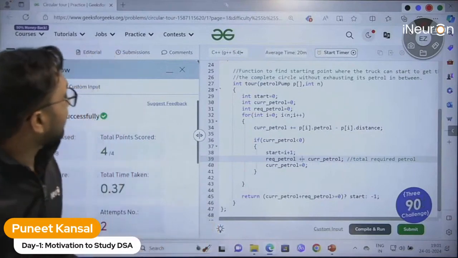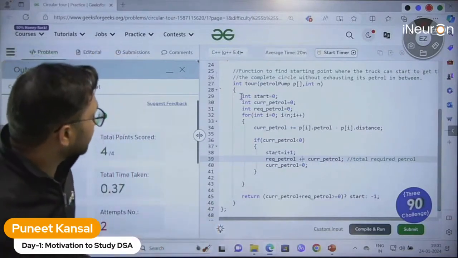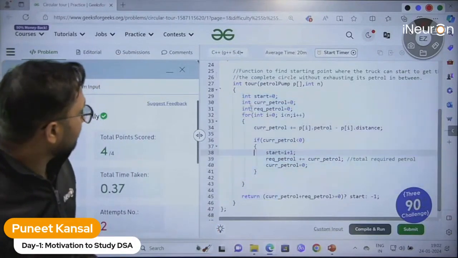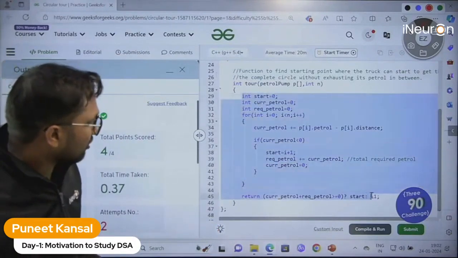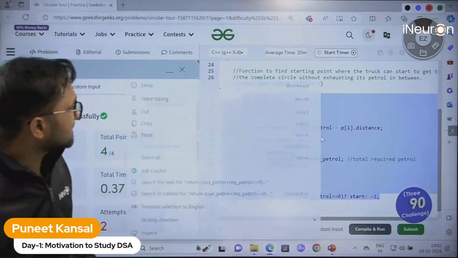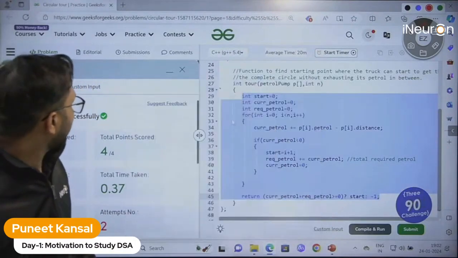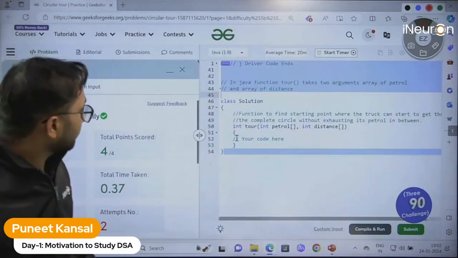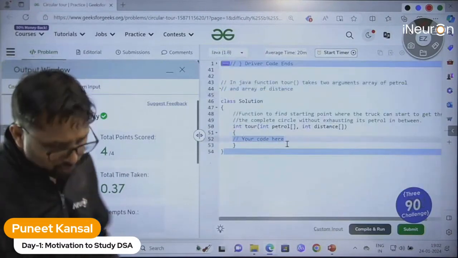Okay, let me code it in Java. Let me take the same code itself. Let me copy it from here. Almost the same code will work for Java also. Copy is one of the most important features we have with us, so we can use it.